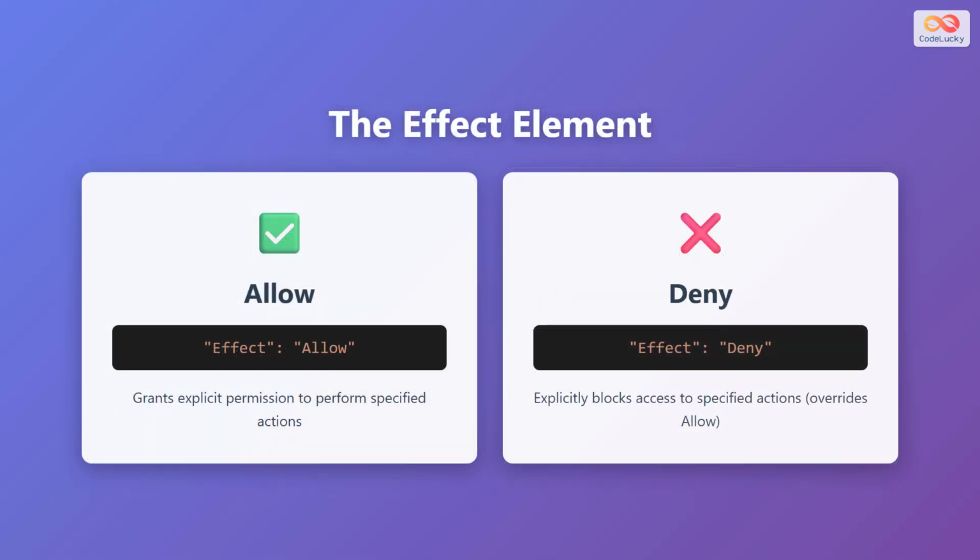The effect element is a required component of every IAM policy statement and can have only two possible values. When you set effect to allow, you're granting explicit permission to perform the specified actions on the specified resources. Conversely, when you set effect to deny, you're explicitly blocking access to those actions, regardless of any other permissions. It's important to note that deny always overrides allow. This means if a user has an allow statement for an action, but also has a deny statement for the same action, the deny takes precedence and access is blocked.